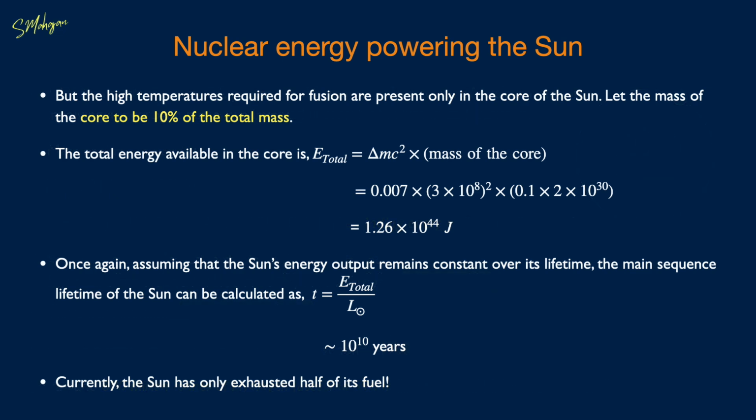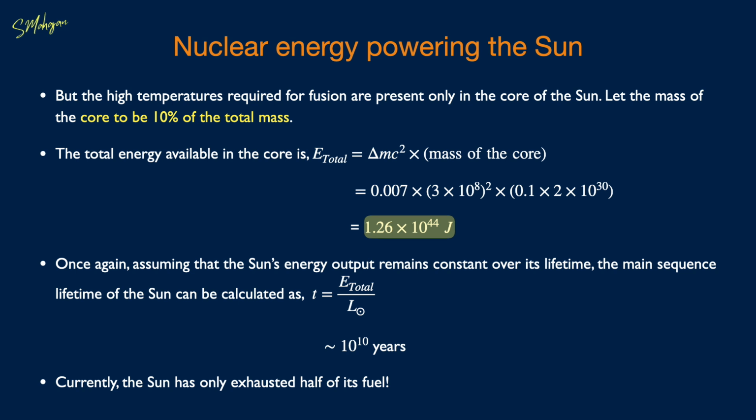But fusion reactions are not possible in the entire Sun because the temperature changes as a function of radius. Models in agreement with data suggest that in the Sun, only about 10% of the mass in the core is hot enough to sustain nuclear reactions. So the total energy available in the core in the form of this mass comes out to be 1.26 × 10^44 joules.